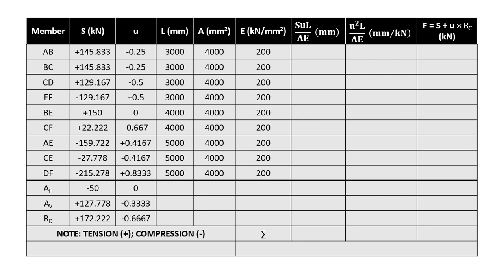Alright? So you can pause the video if you need some time to observe this. Ito po yung mga values na nakuha natin kanina ron by method of joints and method of sections. So by means of SUL over AE, take note that the magnitude of S is kilonewtons, U is unitless, L is millimeters, cross-sectional area squared millimeters, and E, modulus of elasticity, kilonewton per square millimeters. So, consistent tayo sa units, matitirang unit ay millimeters. So, kuha tayo ng calculator. Pakita ko sa inyo kung paano yung una.